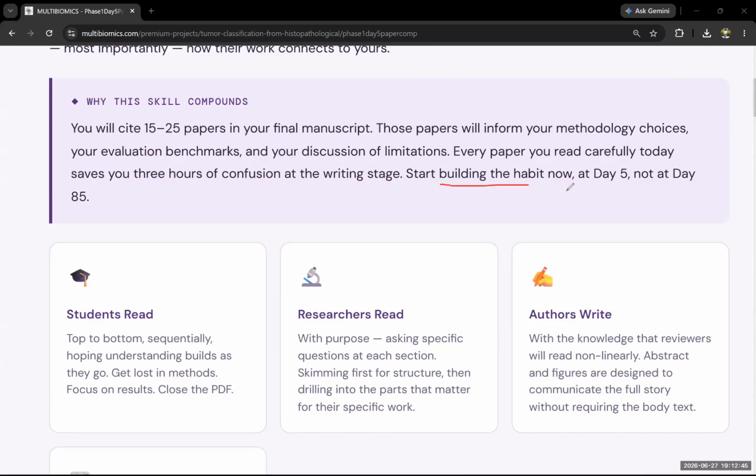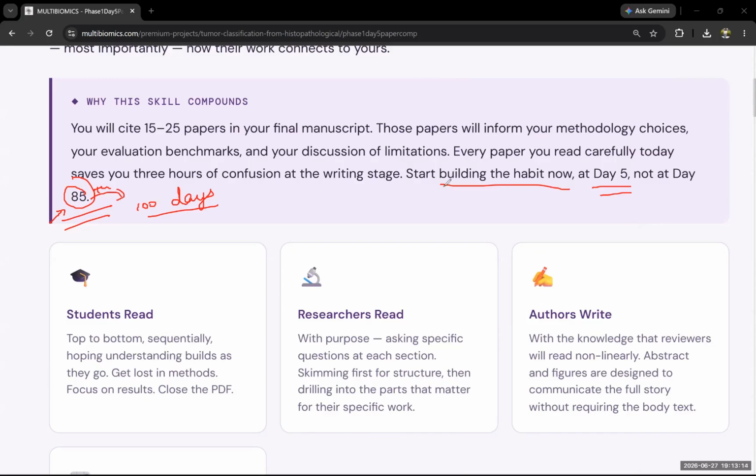Okay, so build this habit now, at day 5 and not at day 85. Why day 85? Because suppose it was a roughly 100 days roadmap. So usually till the 85th class, we will be starting with our writing, reading, because our work will be over by that time, right?